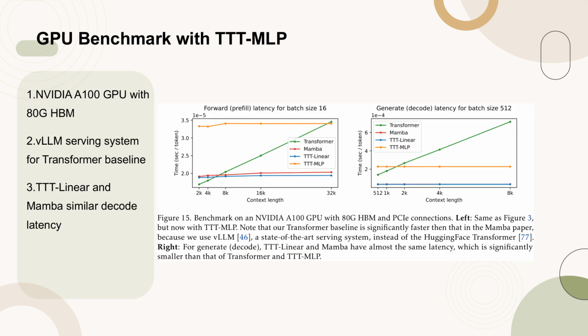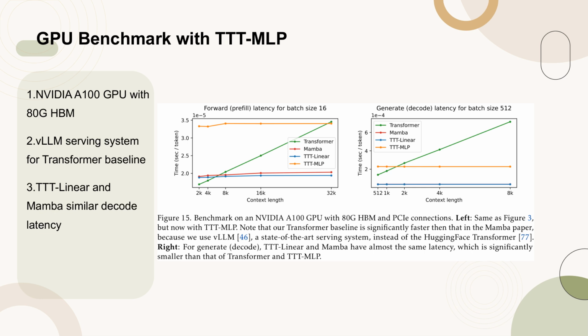Figure 15 presents a benchmark conducted on an NVIDIA A100 GPU equipped with 80G HBM and PCIe connections. The left panel replicates the data from Figure 3 but incorporates TTT-MLP. Notably, the transformer baseline exhibits significantly faster performance compared to the Mamba paper's findings, attributed to the utilization of the state-of-the-art vLLM serving system instead of the Hugging Face transformer.